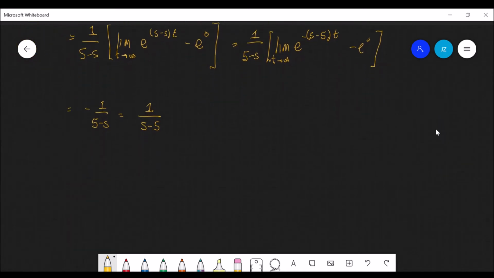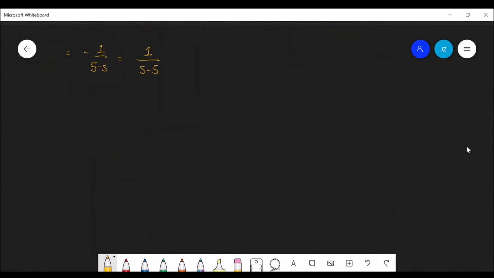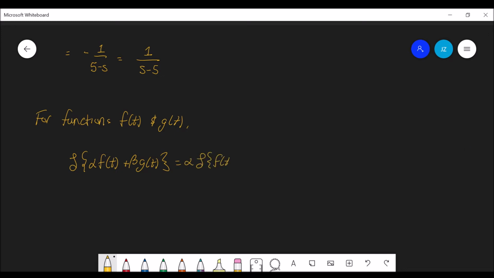An interesting property about the Laplace transforms is that they are linear. That is, for functions f and g, the Laplace transform of alpha f of t plus beta g of t is equal to alpha times the Laplace transform of f of t plus beta times the Laplace transform of g of t for any alpha, beta which are real numbers.